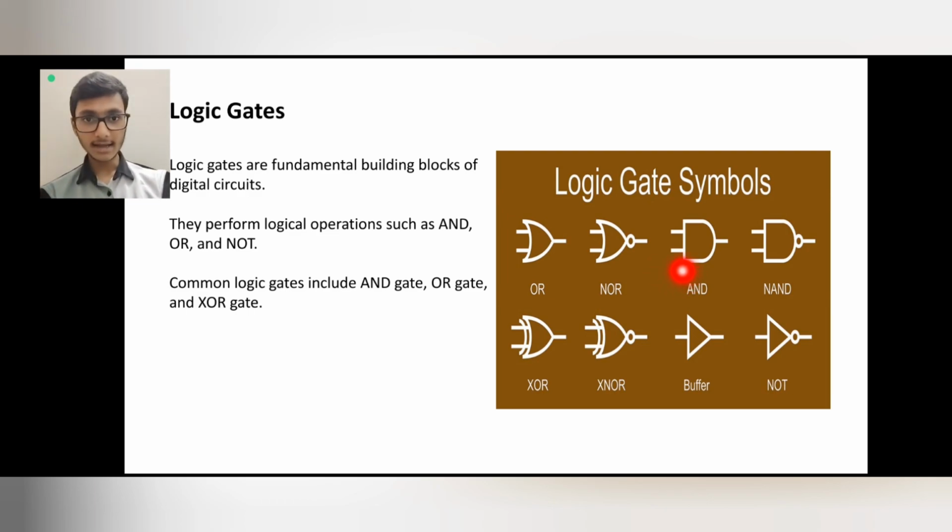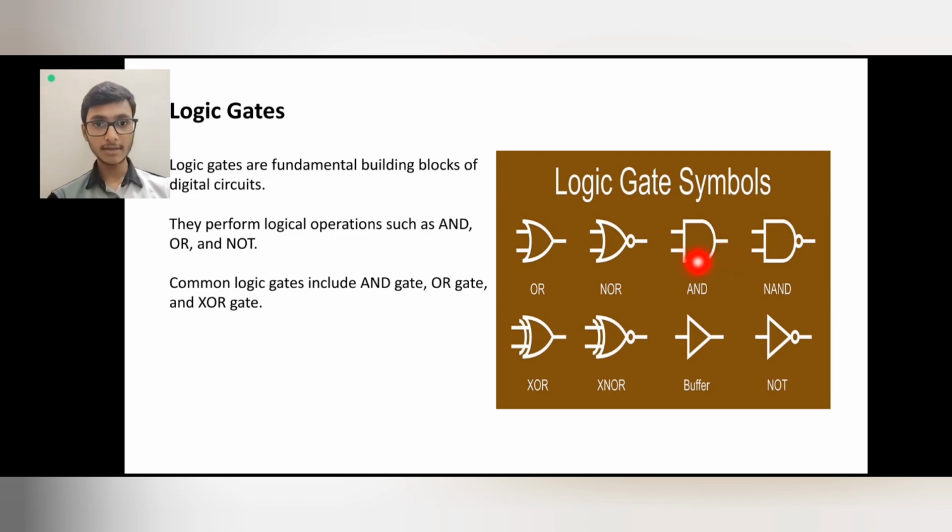AND gate. AND gate is nothing but a mathematical multiplication. If we take a truth table, A is 0 and B is 0, the output will be 0 because 0 into 0 is 0. And if A is 1 and B is 0, 1 into 0 is nothing but 0. So the output is 0. If A is 1 and B is 1, 1 into 1 is 1. So this shows the AND gate is a basic mathematical multiplication.